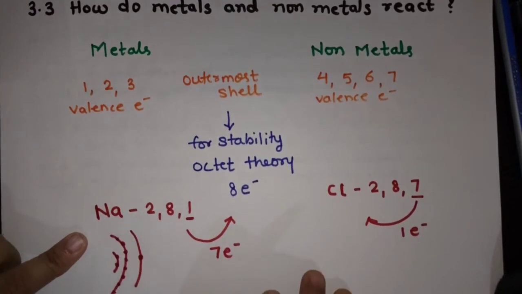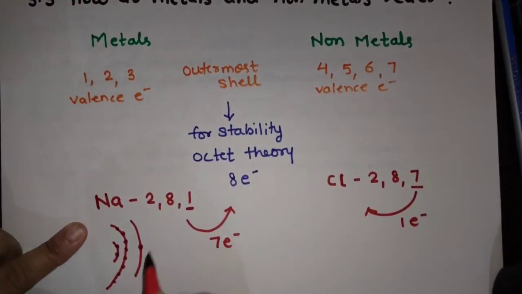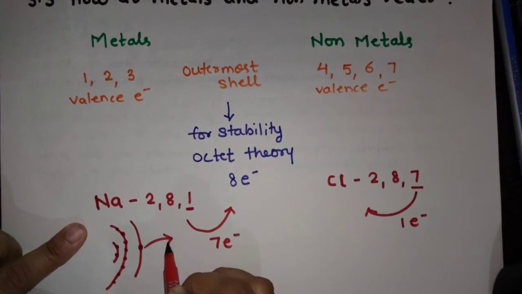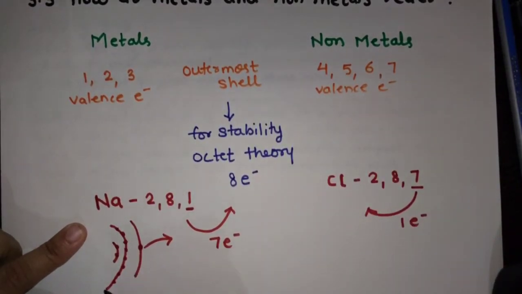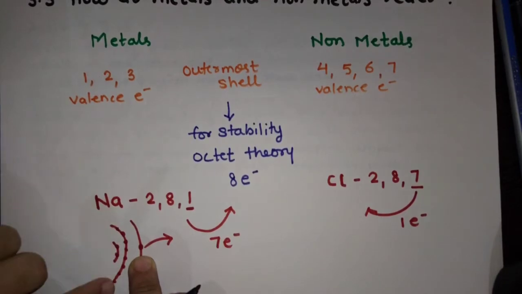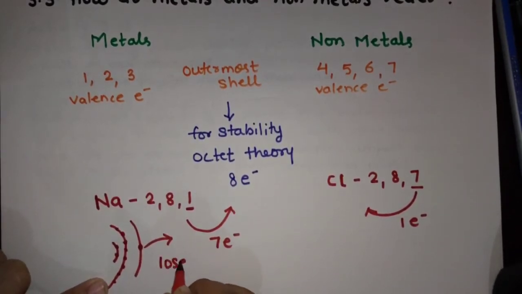So what will it do? The sodium is very smart. It will just give up this electron, so that the 8 electrons will be sufficient for sodium to become stable. It will just remove this electron, and this outer shell will be gone, so it will be stable only by losing the electron. So it will lose the electron to get stable.